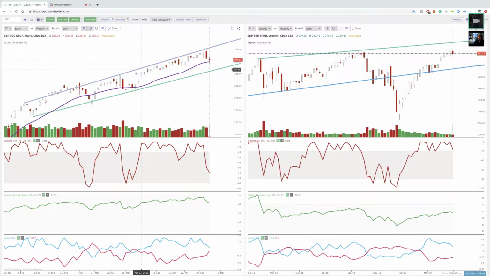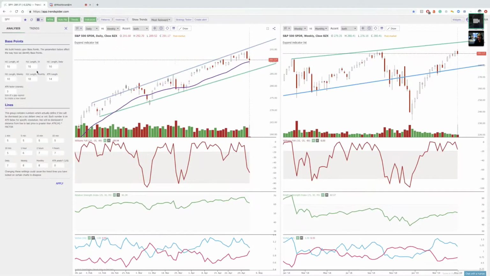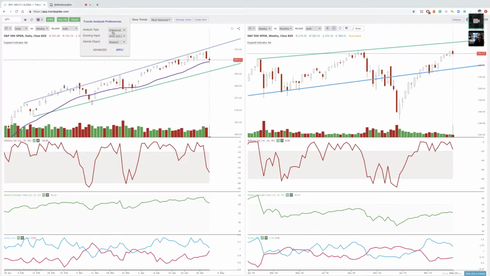And the trend lines are actually drawn automatically, as we've talked about before, and they are drawn based on different preferences. So this channel is based on the specific preferences that I have on these base points. You can easily change these. If you are a user and you want to check these out, you can just go to this little tab, click it, and go to Enhanced. You're drawing the inputs from the wick, and you are respecting gaps. So you're not going to draw a line through a gap when you're respecting it here.